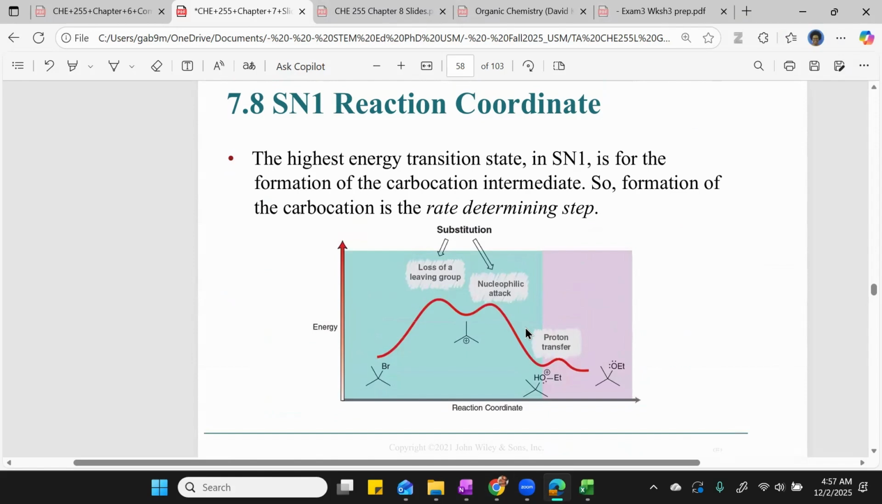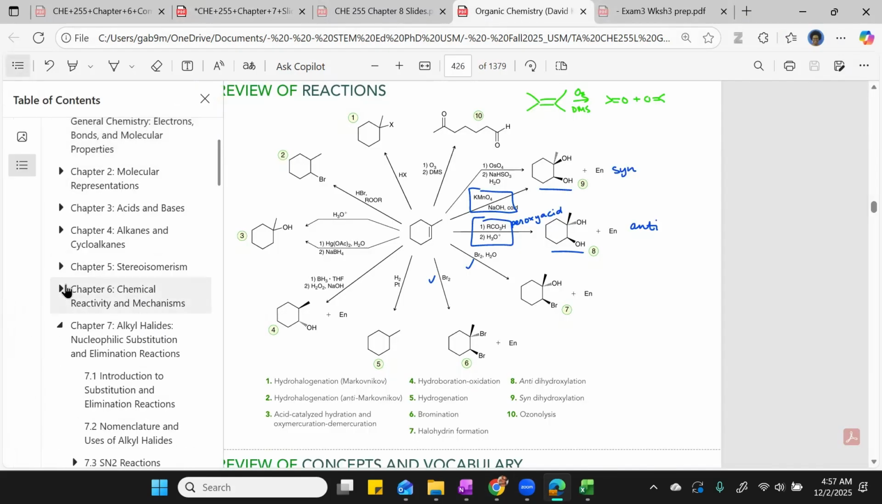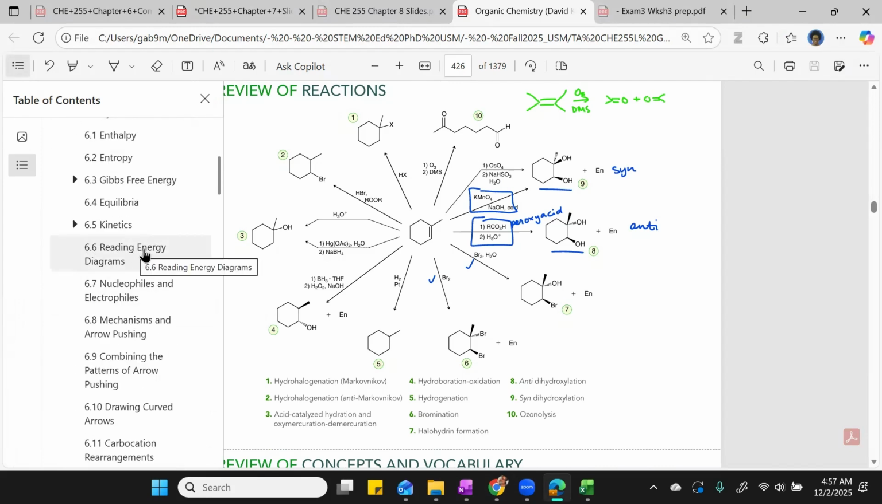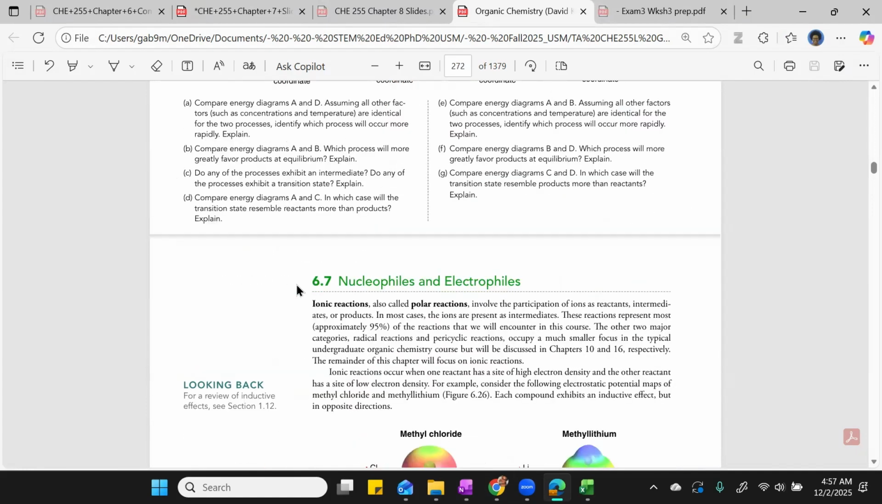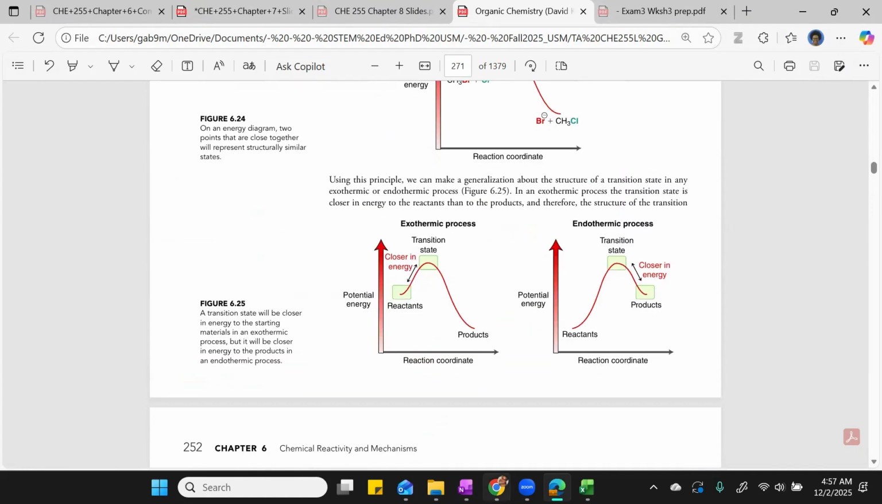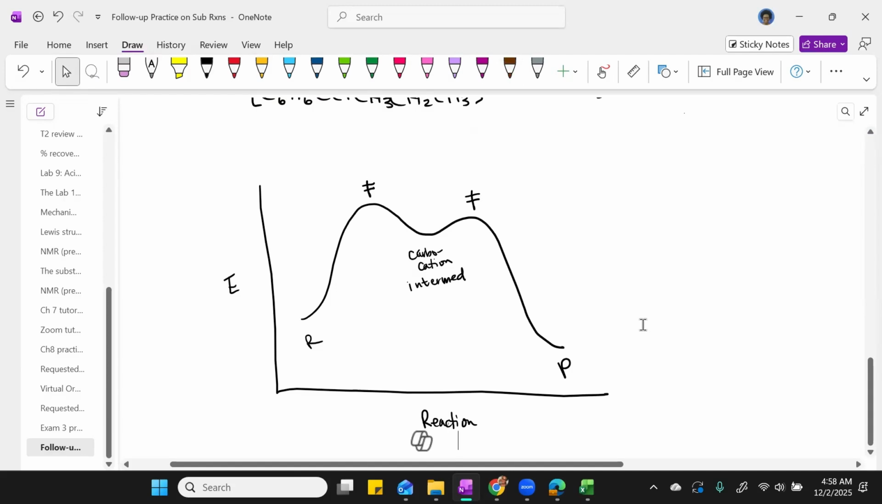Oh, I thought it was in here. So if we go to our text, this is in chapter 6 as well. So, reading energy diagrams. I just want to get to the point where they talk about labeling the transition state. Actually, that's enough. So in this case, we have two. Okay, so this is honestly enough, but this is showing the energy change in an SN1 reaction.